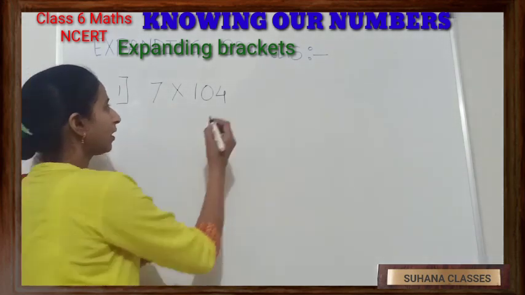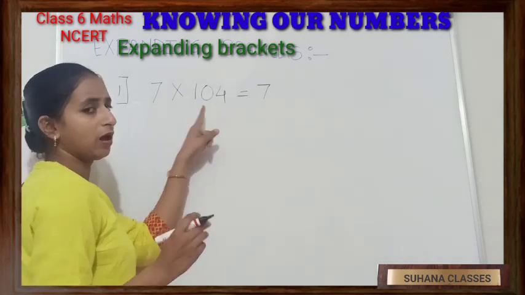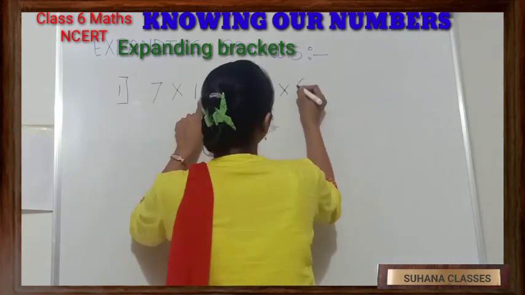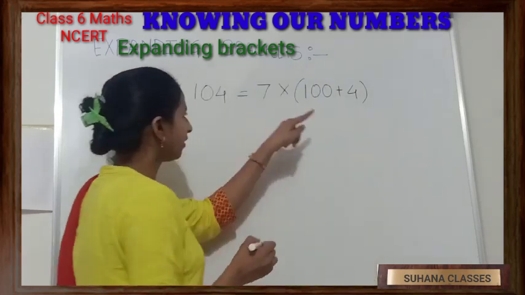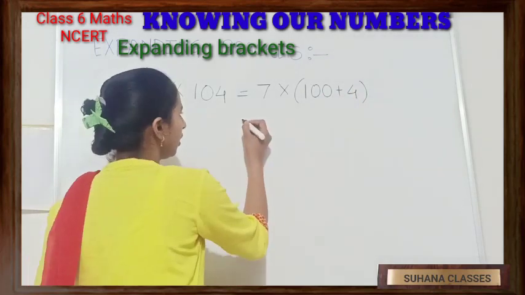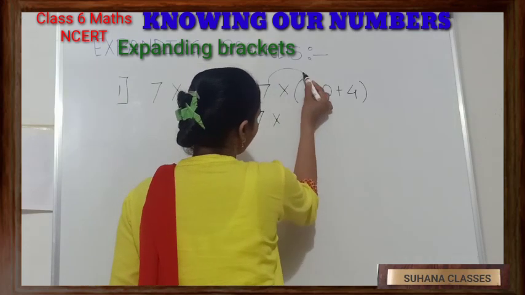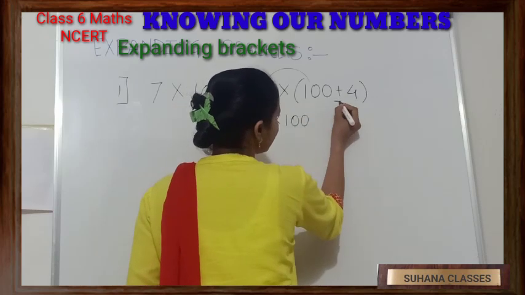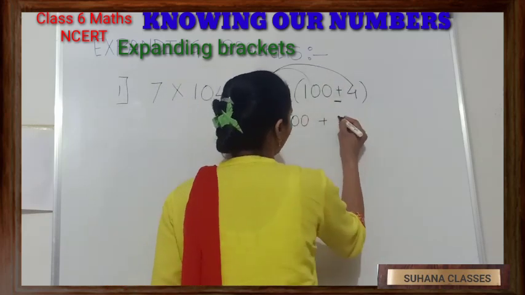Here I'll keep 7 as it is first. Then 104, I will convert that into a bracket, with the multiplication sign as it is. 104 is almost equal to 100 plus 4. Yes or no? I wrote 104 in the expanded form as 100 plus 4. Now I'll write 7 as it is, and this 7 first I'll multiply by 100. Which sign is there in the middle? I'll give a plus sign, and again the 7 I'll multiply by 4.